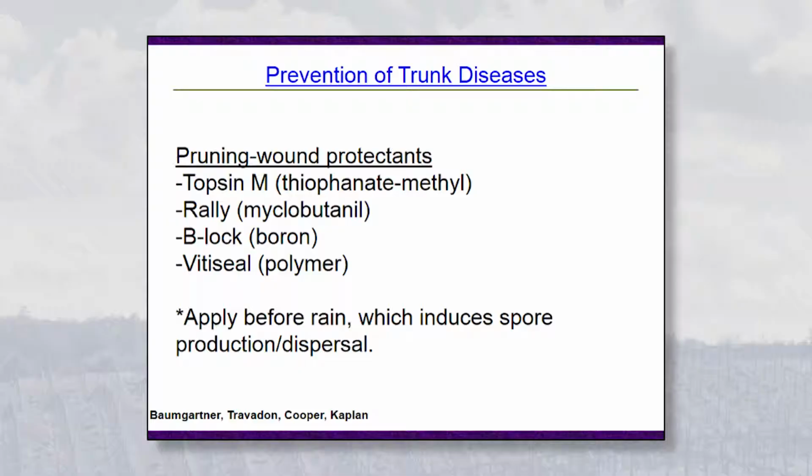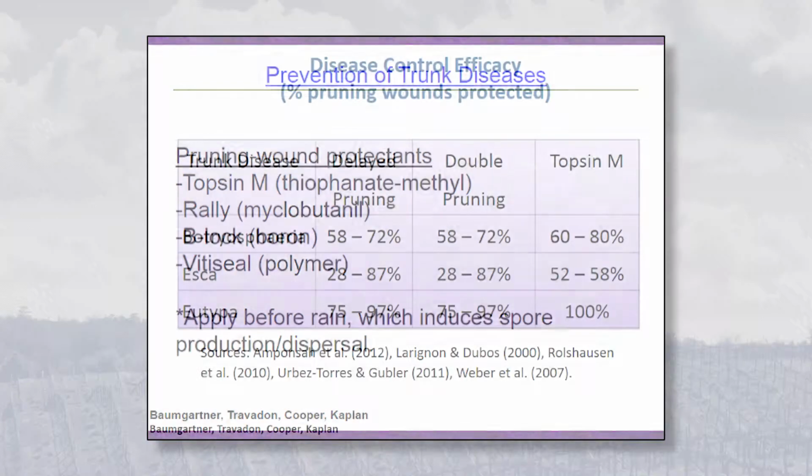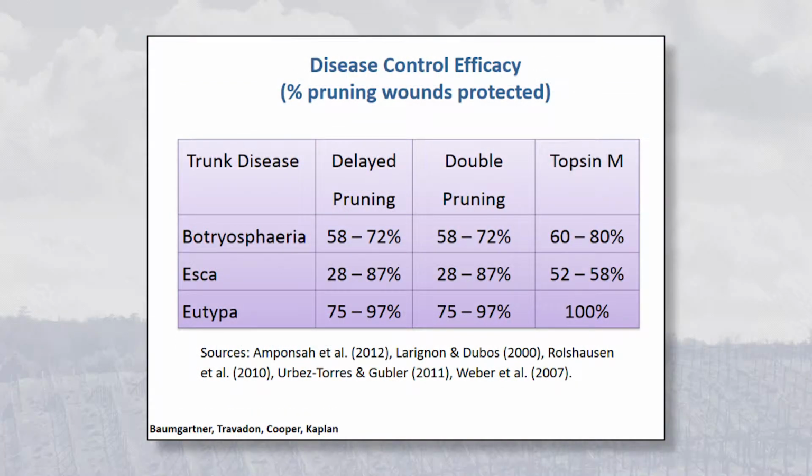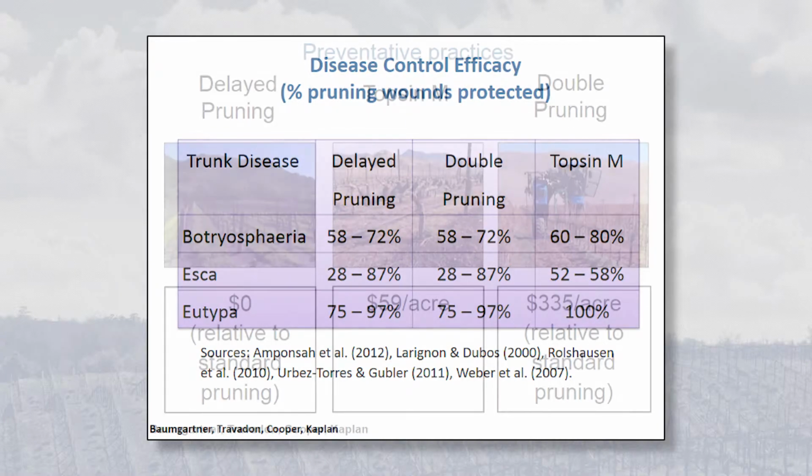Pruning wound protectants are materials that you put on the prune to keep it from getting infected. There are a number of products. The latest one is called Vitaseal, and there are a lot of growers who are using Vitaseal right now. This table shows how effective the 3 methods are that I just talked about. Topsin was a new material at the time this work was done, but it doesn't mean to imply that it's the best product to use.